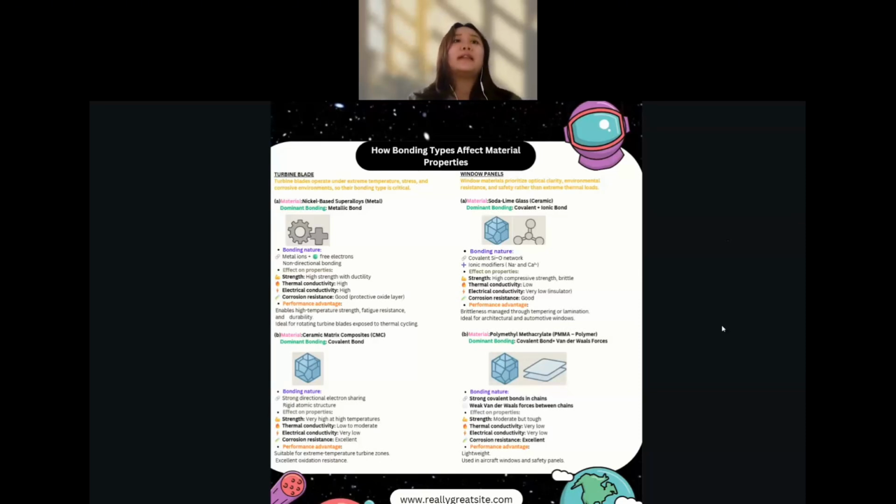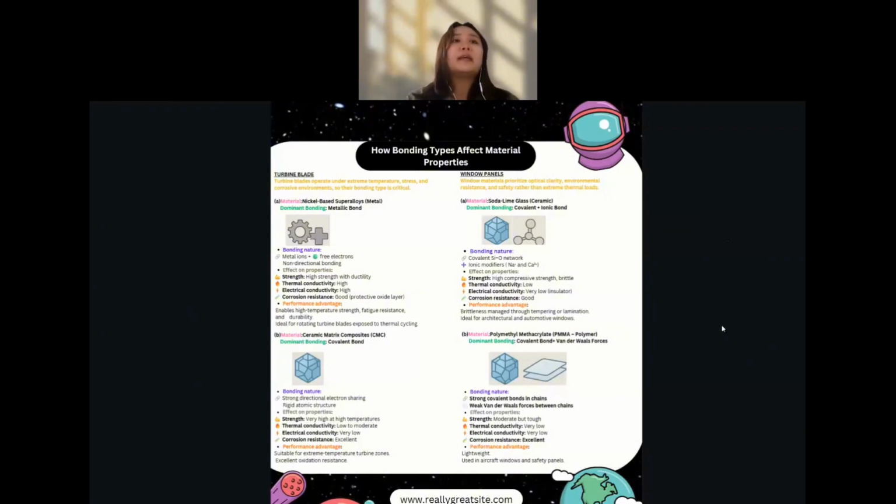Next is window panels. Window panels focus on transparency, safety, and environmental resistance. Soda lime glass consists of a covalent silicon oxygen network with ionic modifiers. This bonding results in high compressive strength but brittle behavior, low thermal and electrical conductivity, and good chemical resistance. Through tempering and or lamination, it is widely used in architecture and automotive windows.